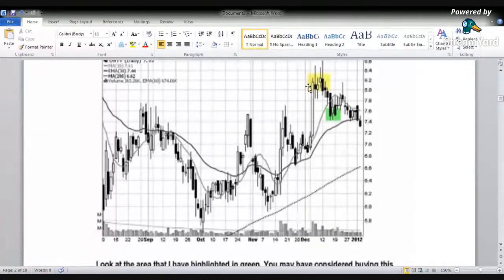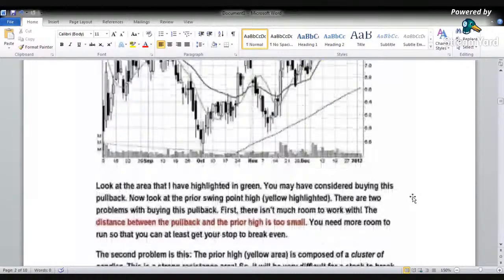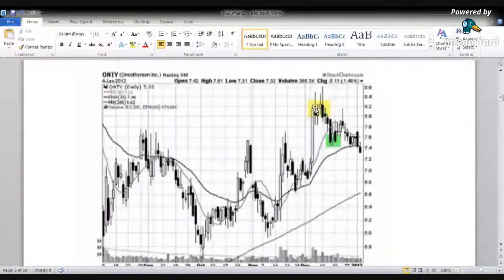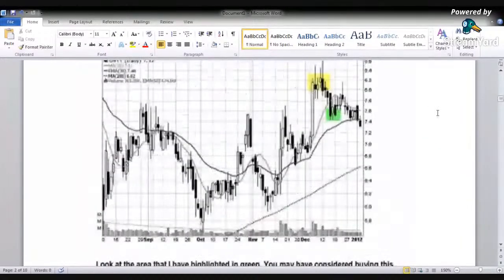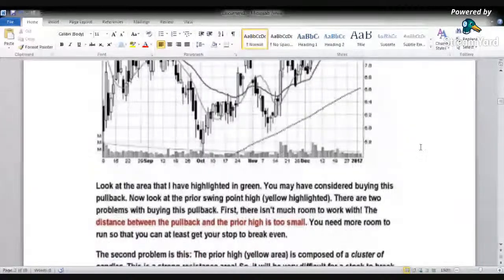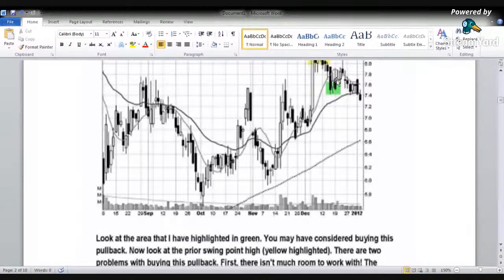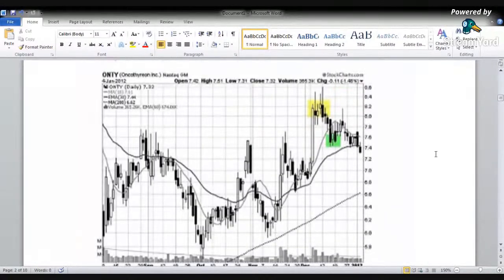There are two problems with buying this pullback. The first one, there is not much room to work, kasi malapit lang yung resistance area. So wala tayong makukuha diyan. The distance between the pullback and the prior high is too small. You need more room to run so that you can at least get your stock to break even. So kailangan natin ng mahaba naman na space.